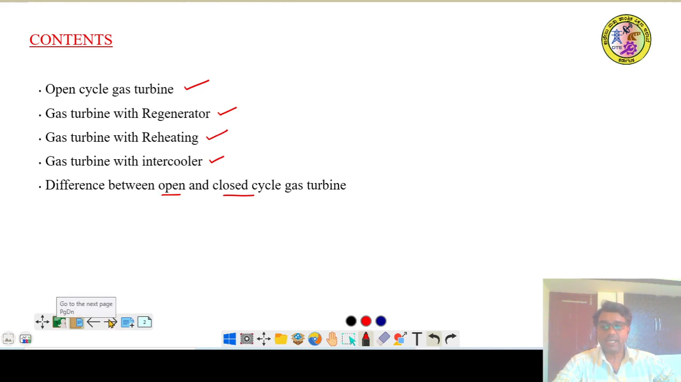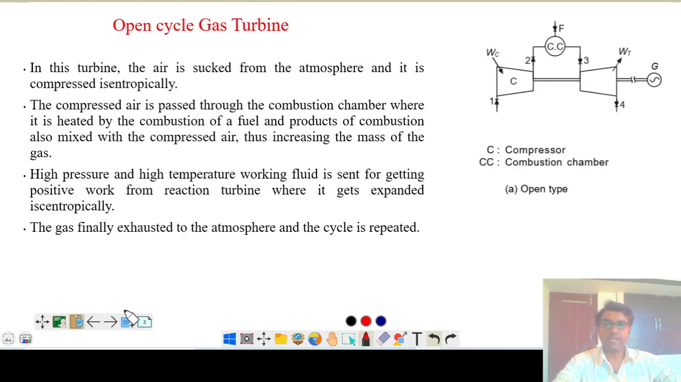But in the open cycle, the air is sucked from the atmosphere and exhausted to the surroundings. How does it work? In this turbine, the air is sucked from the atmosphere. At state 1, the air is at atmospheric temperature and atmospheric pressure. From 1 to 2, the process is compressed isentropically, that is, adiabatically. The pressure is increased and a little temperature rise also occurs, from state 1 to 2.